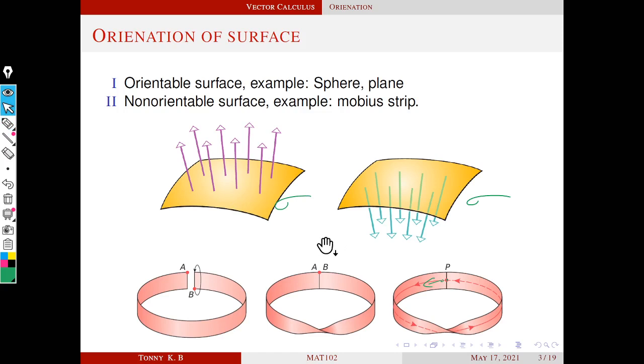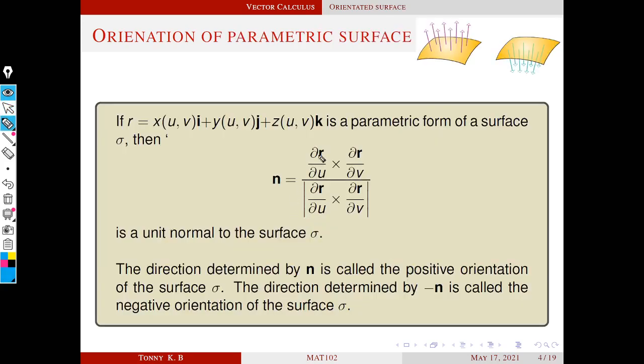Okay, the next definition gives a mathematical formulation of this concept. Suppose a surface is an orientable surface. Then we mathematically define one orientation as positive and the other as negative. Let's see. Suppose we have a three-dimensional surface and this is the parametric representation of the surface, that means in terms of two parameters, u and v.